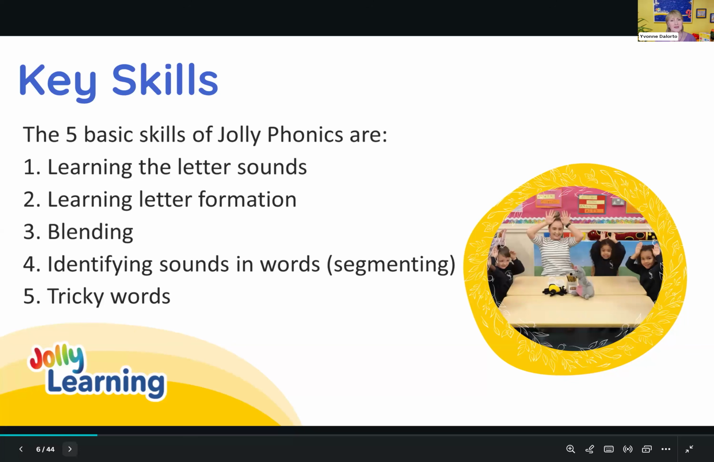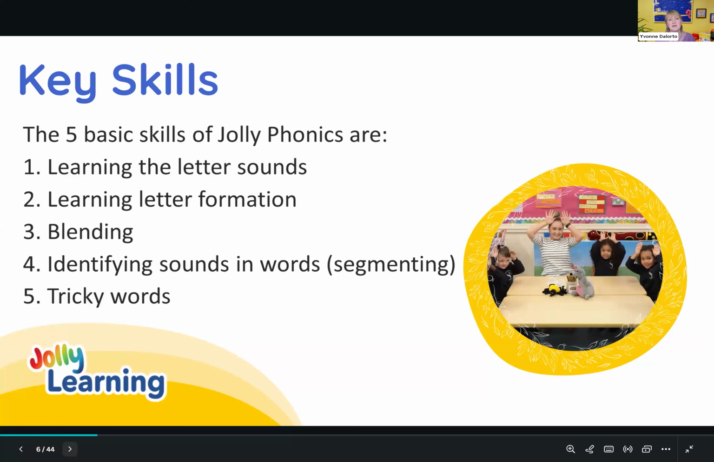Besides that, knowing the letter sounds, the letter formation is something we are acutely aware of, may take time, but we build into the program multisensory activities and practice so that children are building up those fine motor skills and they have that ability to move on to writing.